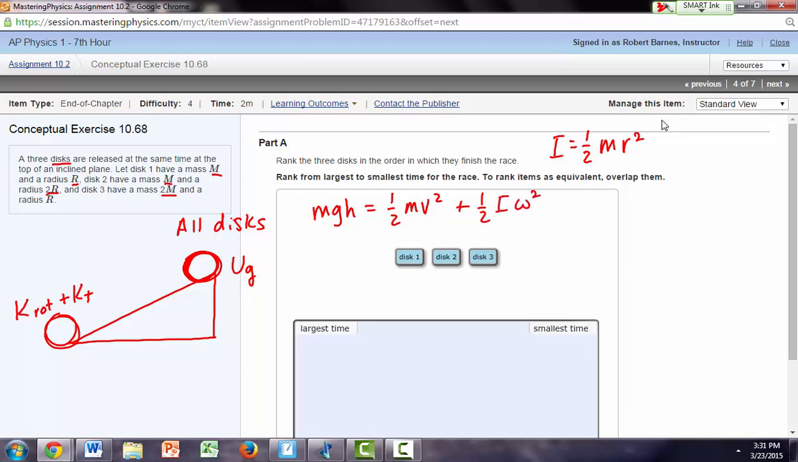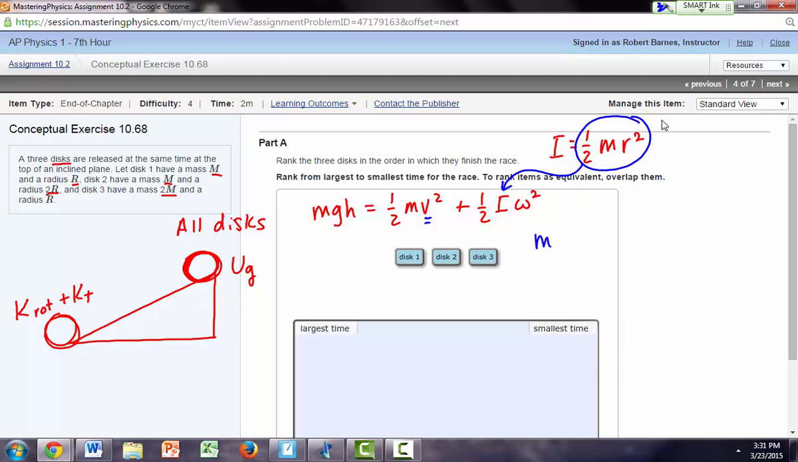And when you talk about who's going to win the race, it's going to be the one that has the greatest velocity at the bottom, because they're all starting from 0. So the one that's going the fastest will cover the same distance in the shortest amount of time. So we can answer this question by solving for v. I'm going to substitute in this value of I in here, and then simplify and solve for v.